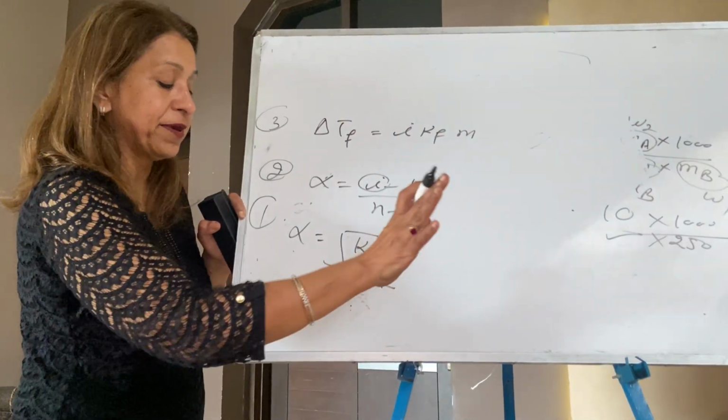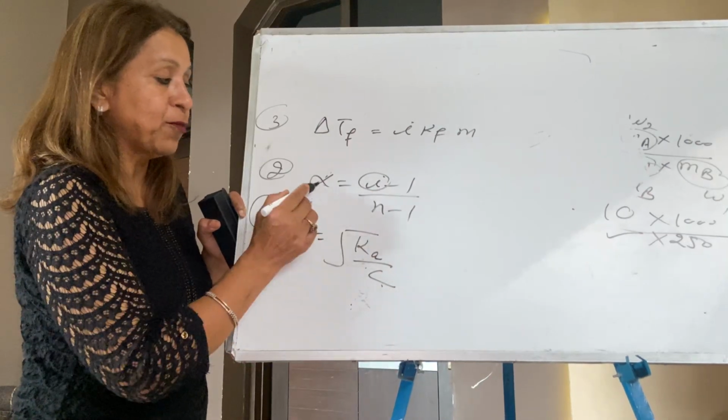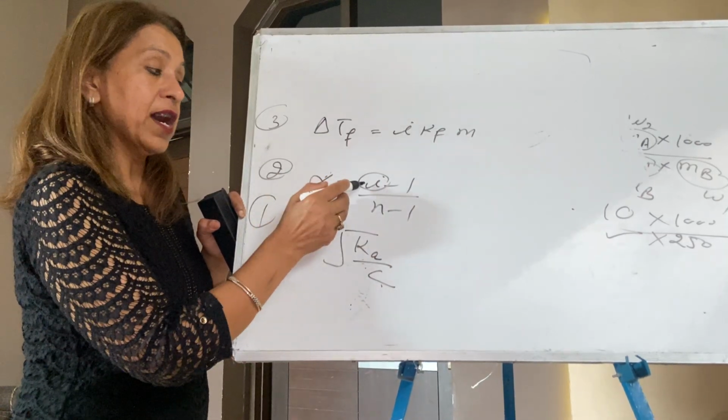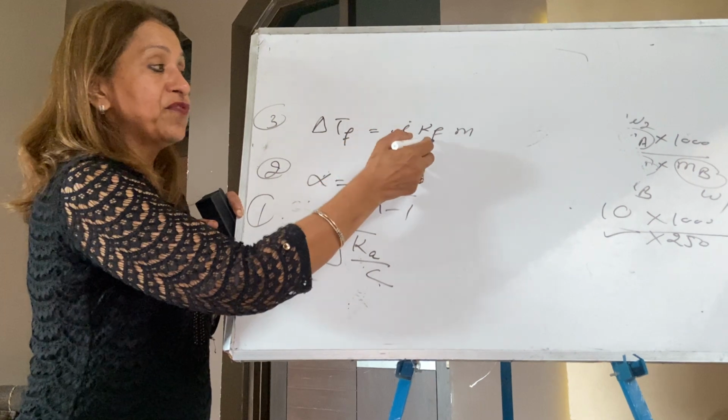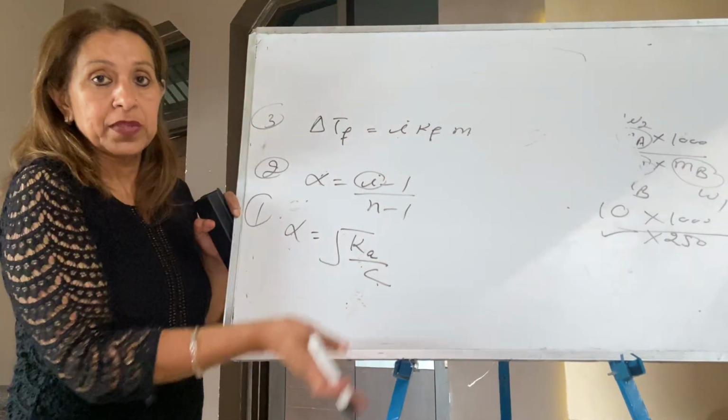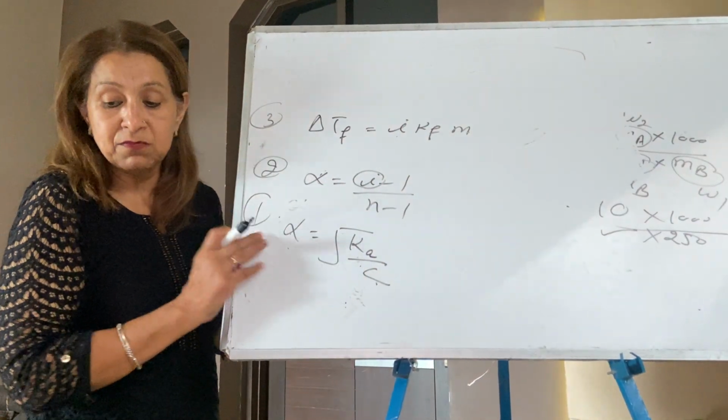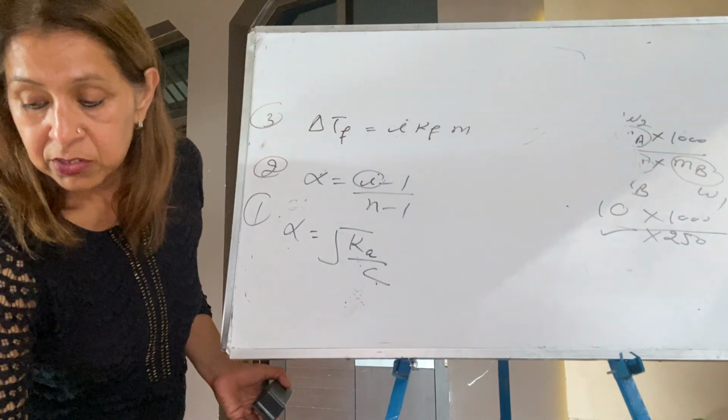Concentration molality is calculated separately. After calculating alpha, put it here. Then you calculate and put it here. Kf is here, molality is here. This is the way. And my dear students, it's a must to do numerical number 30.